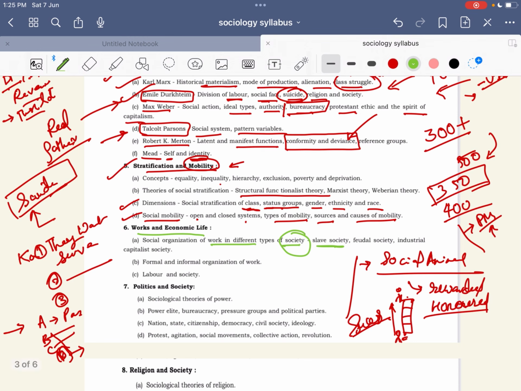Understand? Slave society, then came the feudal society, and as technology advanced, feudal society was replaced by the industrial and the capitalist society. Okay, so this transformation, like from slave to capitalist, that we will study in the social organization of work in different types of society. And again there is a formal and informal organization of work. From here you can get direct questions on government policy, that what policy the government is using for the formal and informal organizations. Okay, understand. And then there is labor and the society.